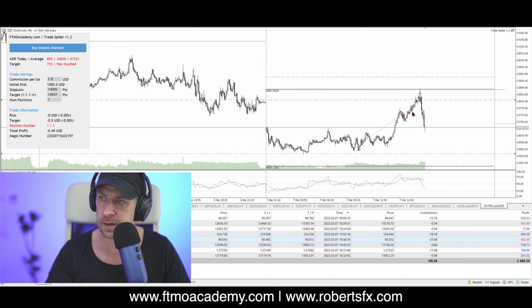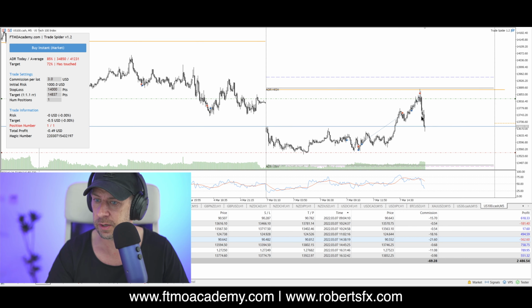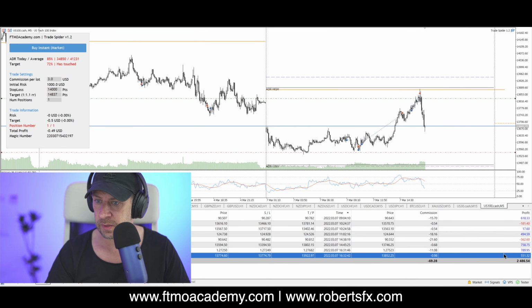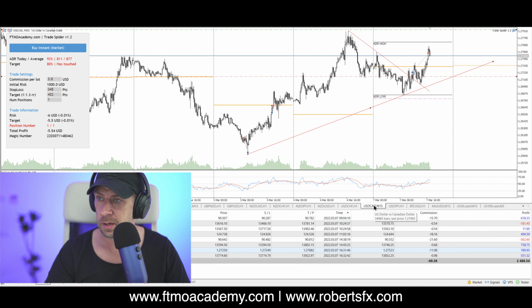The second one here I closed. It was a perfect close actually. So I got 500 more from this one, and the USD CAD. Yeah, I closed it manually up here as well.